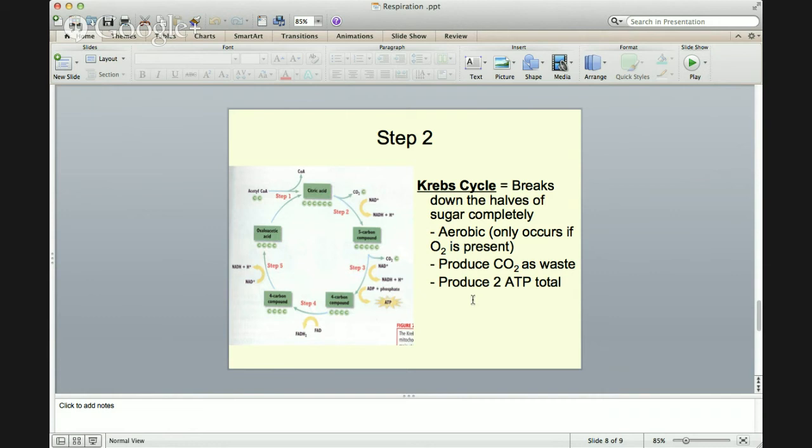Okay, this is also known as the citric acid cycle. And the reason for that is because one of the products of it is citric acid. Krebs was the guy who basically discovered it and described the cycle, and he named it the citric acid cycle, but later on it was named after him, giving him credit for having discovered it.